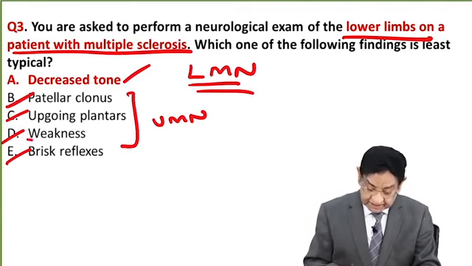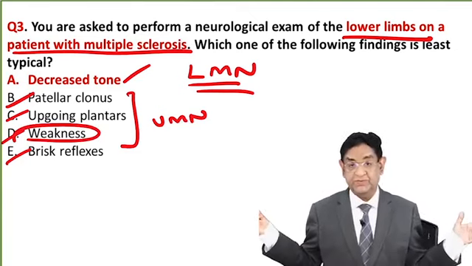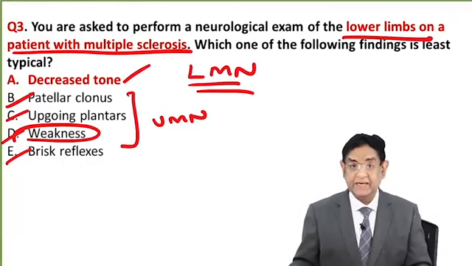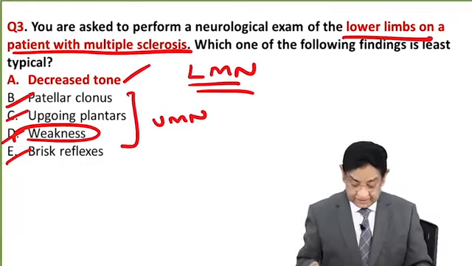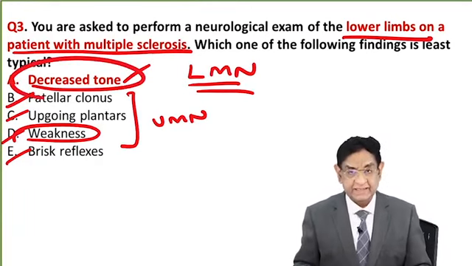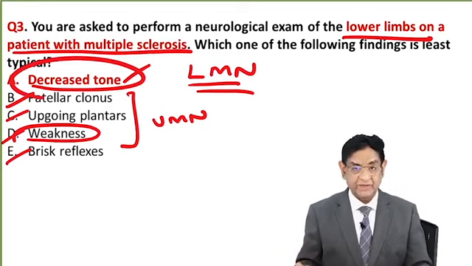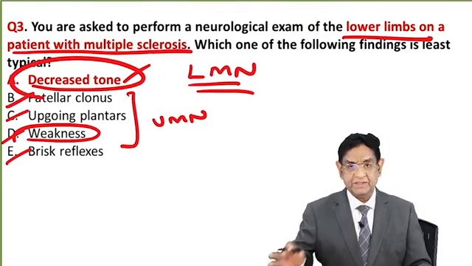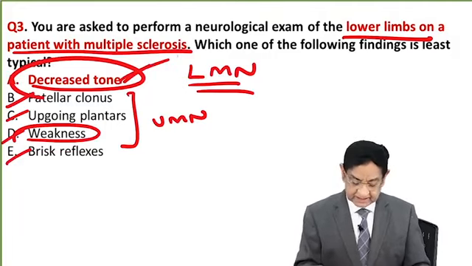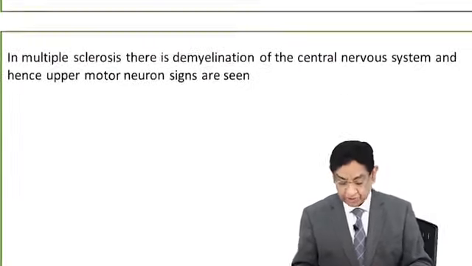You will definitely ask, what about weakness? Of course, weakness does occur in lower motor neuron lesions also, but it occurs in the upper motor neuron also. But decreased tone occurs only in lower motor neuron lesions. Hence, decreased tone is not a feature. Remember, the examiner says choose the most appropriate answer. This is seen exclusively in lower motor neuron.